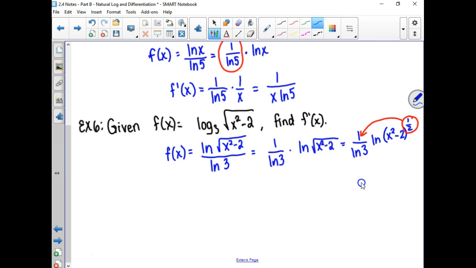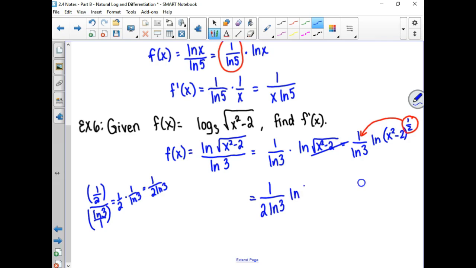So that means it is going to give us a little bit of trouble here because I've got 1/2 divided by natural log of 3. And I don't like having complex fractions. So let's make that 1/2 over natural log of 3 over 1. Dividing fractions is easy as pie. And I get 1 over 2 natural log of 3. So I've got 1 over 2 times the natural log of 3 times the natural log of x squared minus 2.